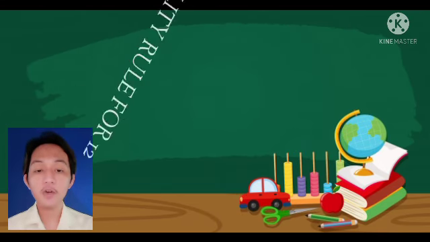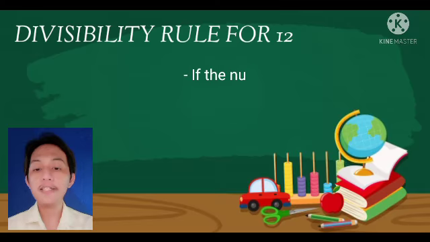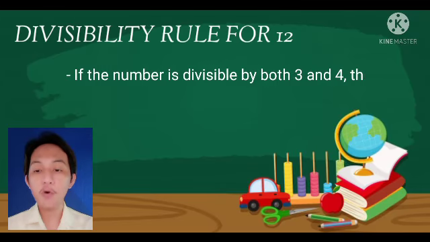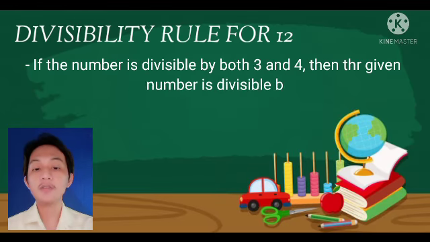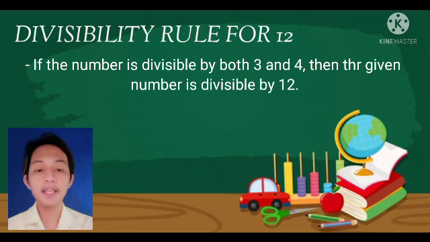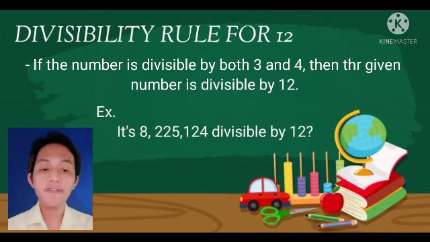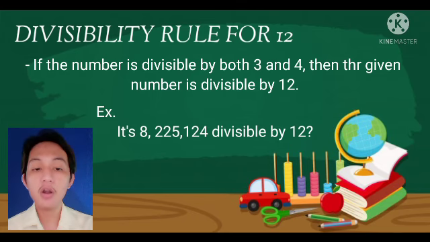Divisibility rule for 12. If the number is divisible by both 3 and 4, then the number is also divisible by 12 exactly. So for example, 8,225,124 is divisible by 12. To check whether 8,225,124 is divisible by 12, we need to pass the two divisibility rules, which are for 3 and 4.